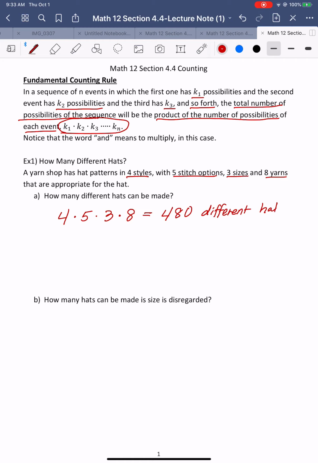If you pick the hats, there will be something different, okay? And part B, how many hats can be made if the size is disregarded, so we don't care about the size? That means 4 styles, 5 stitches, and 8 yarns. So you have 160 different hats.